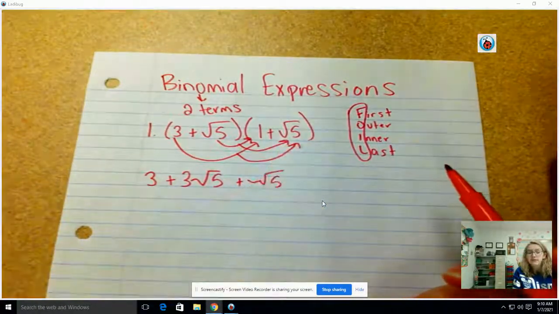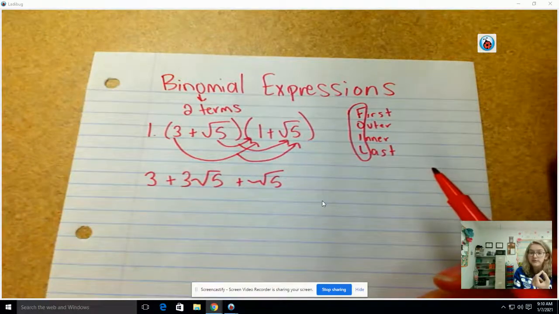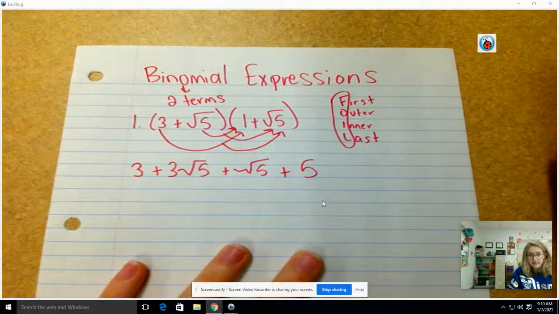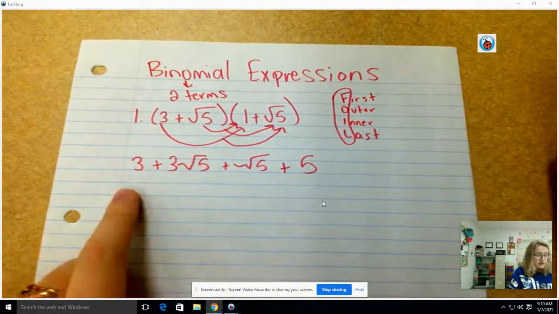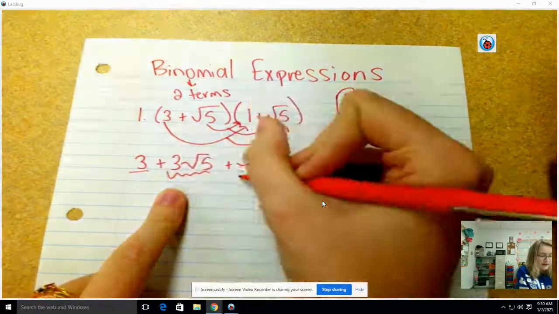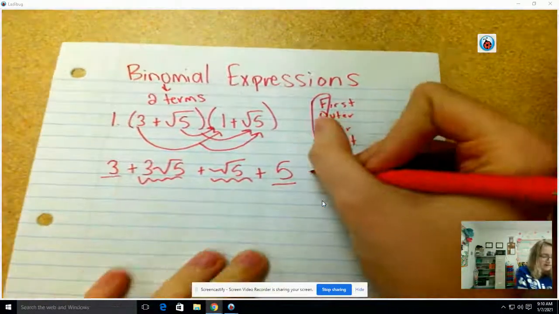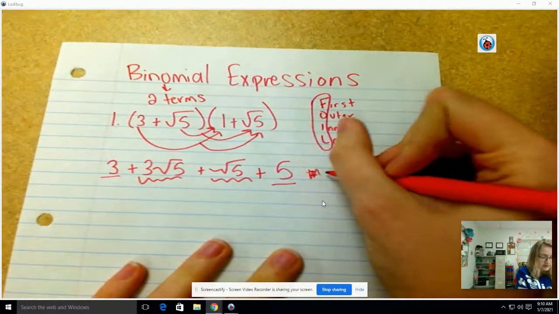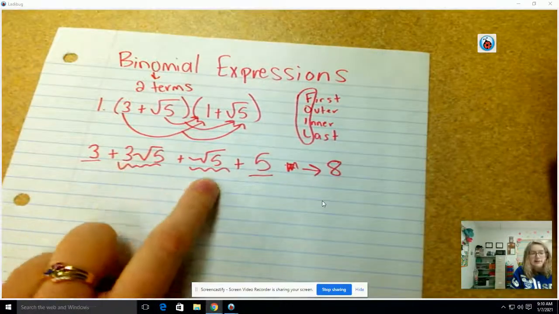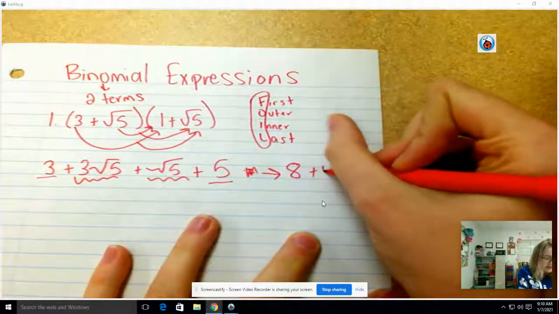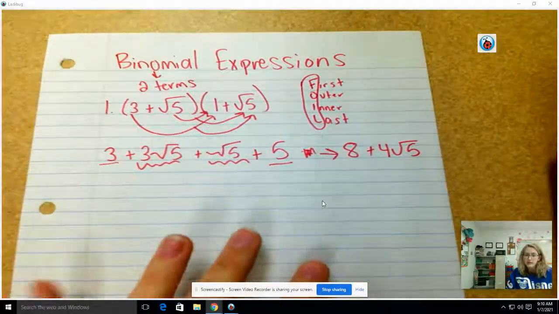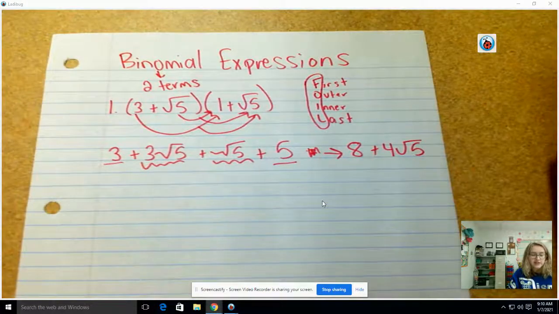So we have to bring back some of the stuff we did earlier. Remember, when you multiply two square roots that have the same radicand, you just end up with what's inside. Plus 5. Then it's just the process of combining like terms. My whole numbers are 5 and 3, and then the stuff involving my radicals are these two. So 3 plus 5 gives me 8. And then 3 radical 5 plus radical 5 gives me 4 radical 5. Not too shabby. That's what we're working on today.